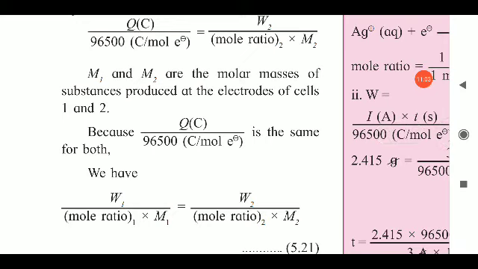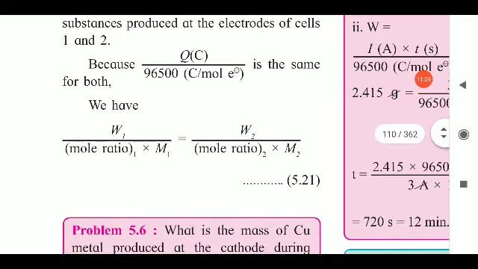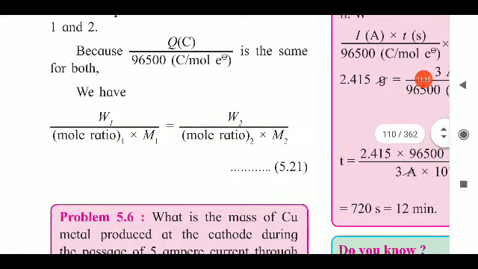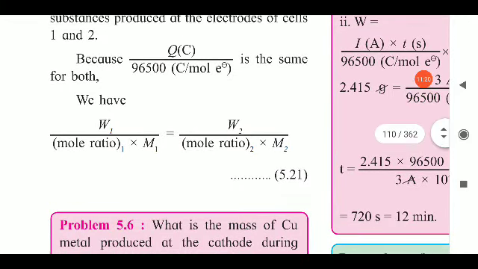M1 and M2 are the molar masses of the substances produced at the electrodes of cell 1 and 2, and by simplifying all these equations, we get equation 5.21. By reconstructing this equation, we use it for solving different problems, means if two cells are connected in series, and by knowing all the values of one cell, we can calculate either the mass liberated or the molar mass of that substance for the second cell, and vice versa.